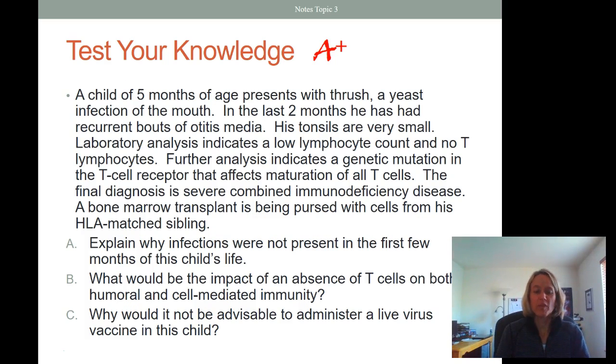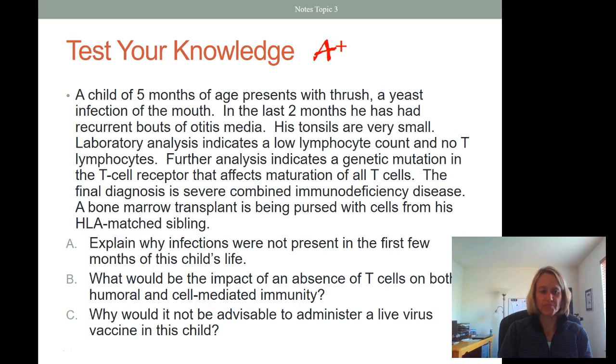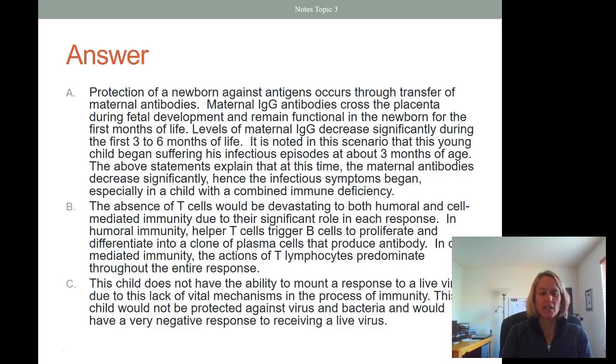Number 2, what would be the impact of an absence of T cells on both humoral and cell-mediated immunity? The absence of T cells is going to hurt both, okay, because helper T cells activate both arms of the immune response, both humoral, involving B cells, and cellular, involving T cells. And then, why would it not be advisable to administer a live vaccine? It wouldn't be advisable because they can't mount an effective immune response.